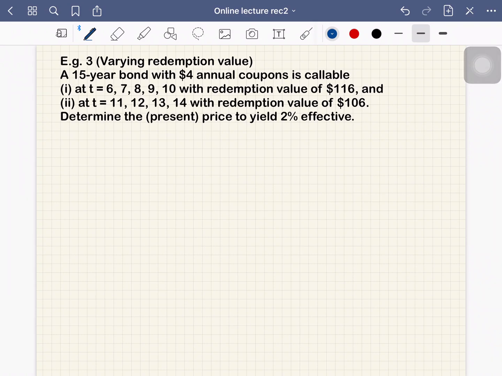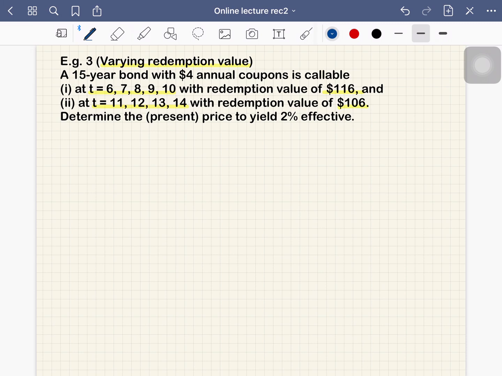Hi everyone, so we continue with callable bonds, but we have a more complicated product. The redemption value is varying. Example 3: our 15-year bond with 4% annual coupons is callable at t = 6, 7, 8, 9, 10 with redemption value of 116, and t = 11 to 14 with redemption value of 106. So we have different conditions for these two time periods. Determine the present price to yield 2% effective.